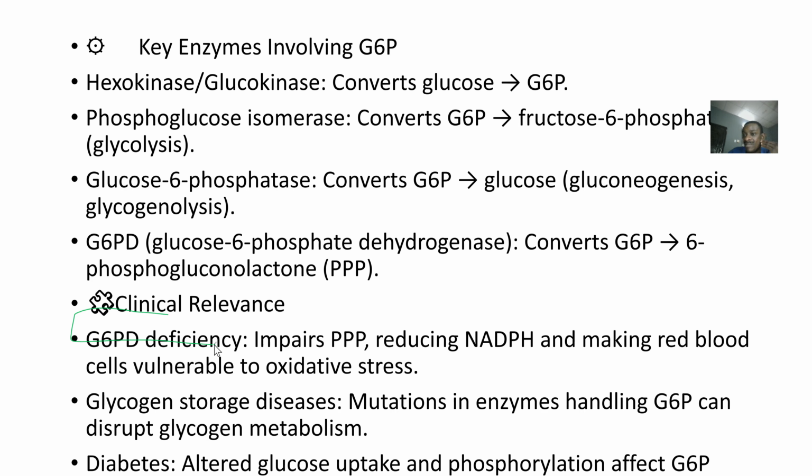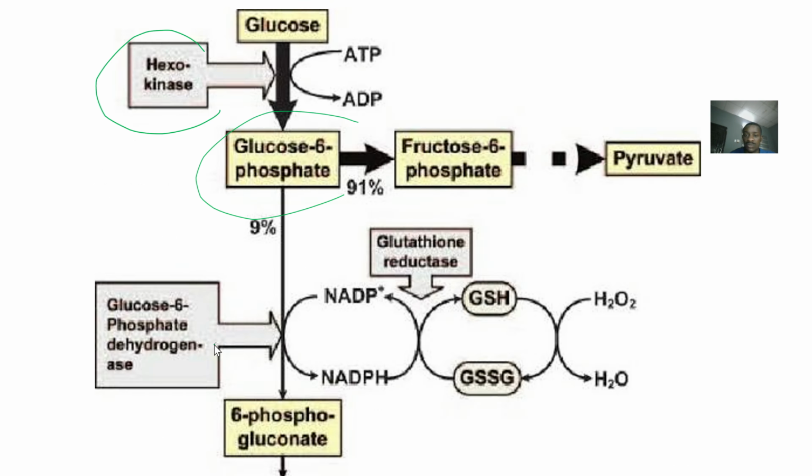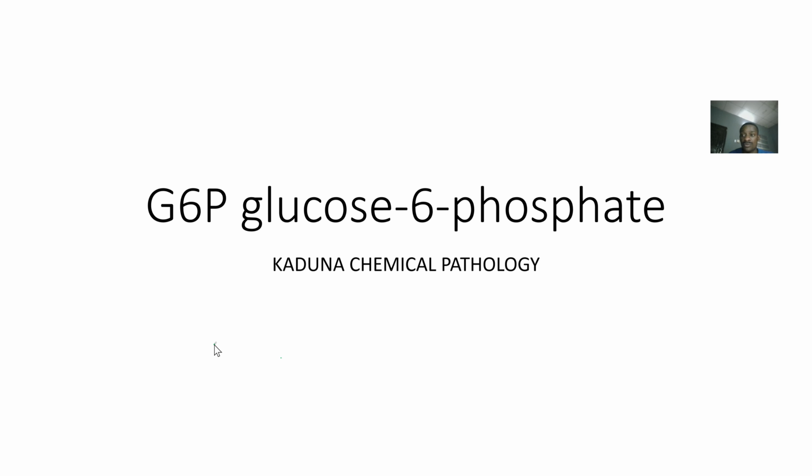Okay. So we studied this because you can have a deficiency of it, which can lead to a lot of red blood cells getting destroyed before their time, which is the cause of anemia. Then also in glycogen storage disease, where sometimes you have glucose 6 phosphate, but the enzymes that are supposed to act on it are deficient, so it can be accumulating abnormally. Then also in diabetes. Okay. So this is what we have as regards glucose 6 phosphate.